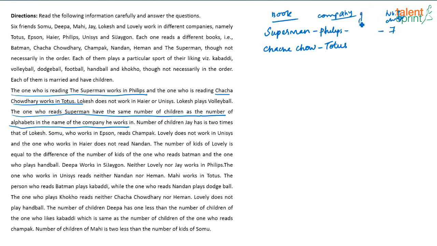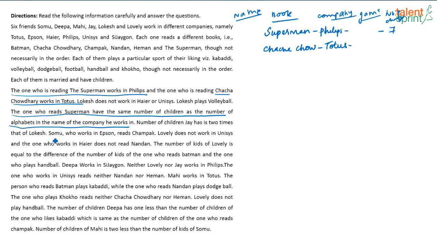Okay, so there is one more column that you have to write here, which game each of them plays, and you have to find their names also. All these are pending. Okay, we have to find out the name. I hope my handwriting is clear. Okay, now name, book, company, game and number of children. Now the number of children Jay has is 2 times that of Lokesh. Okay, let's wait for that.